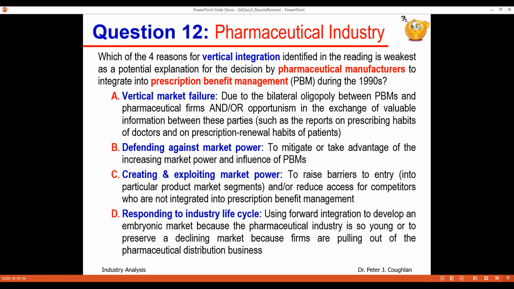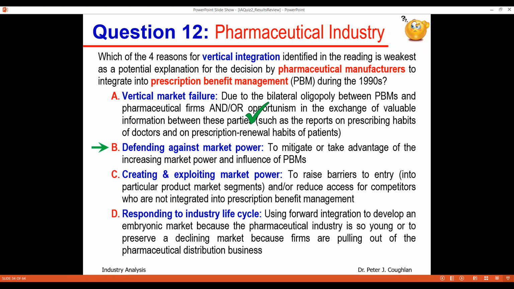And or opportunism in the exchange of valuable information between these parties, right? The idea that the PBMs, for example, were selling reports about prescribing habits of doctors and prescription renewal habits of patients. Well, how do you know that you're getting quality information without them showing it to you in advance? Even after you've bought it, how do you know that you've gotten all of the information or the accurate information? That's the problem of trading on information. So again, both opportunism and bilateral oligopoly, few buyers, few sellers, could be plausible explanations for this integration of pharmaceutical manufacturers into PBMs in the 1980s. So we're not sure it's the best answer yet, but it's certainly a viable answer for answer A.